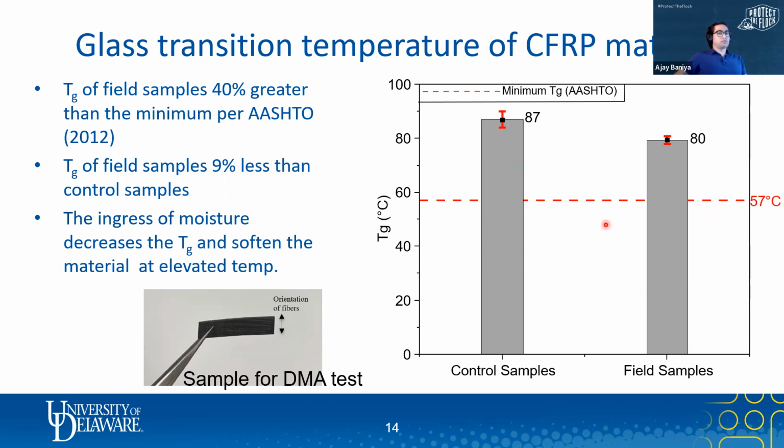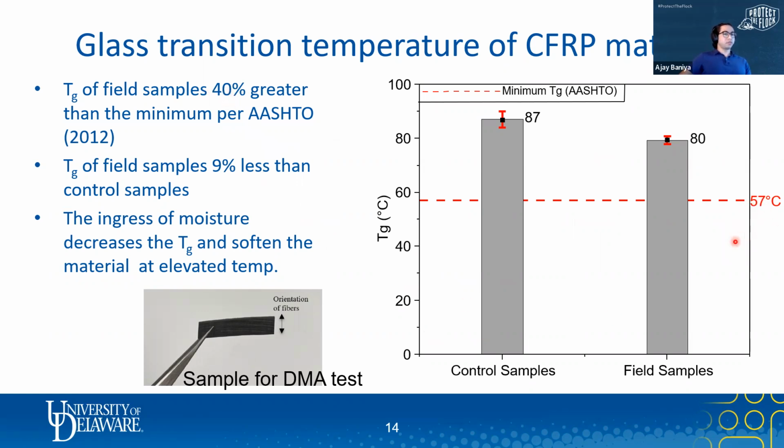The reason behind the reduction in Tg could be the ingress of moisture. Moisture typically initiates two phenomena: plasticization over short-term conditioning, and hydrolysis over long-term conditioning, which eventually softens the material, causing loss in stiffness and strength. We compared the values we obtained from the field with the minimum temperature requirement of ASTM, and it was still greater by 40%, which was good.